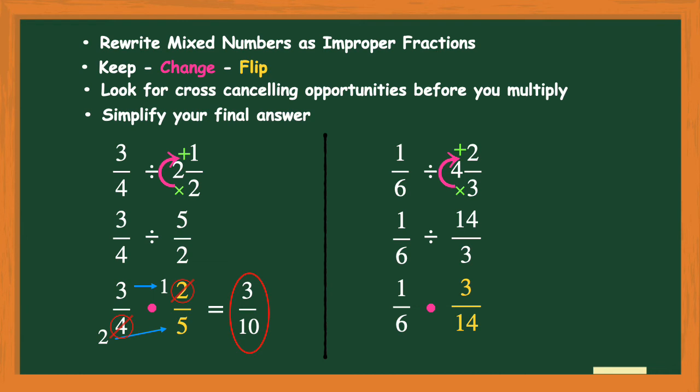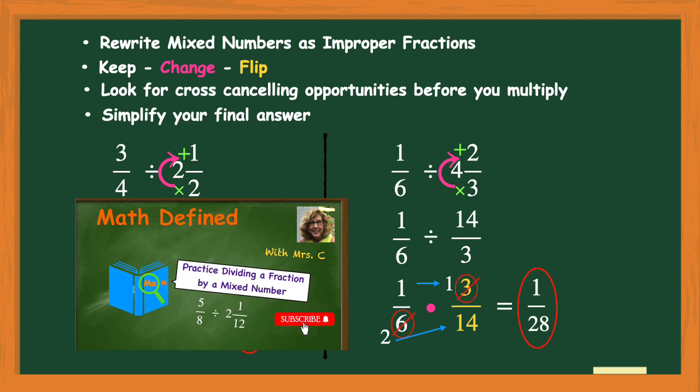Now before I multiply, I'm going to look for cross-canceling opportunities. I don't see one with 1 and 14, but I do see one with 3 and 6. They share a common factor of 3. So 3 divided by 3 is 1, and 6 divided by 3 is 2. Now I'm ready to multiply my numerators. So 1 times 1 is 1. Multiply my denominators. 2 times 14 is 28. I'm going to check to see if they share any common factors, and they do not, so I know that I'm done.